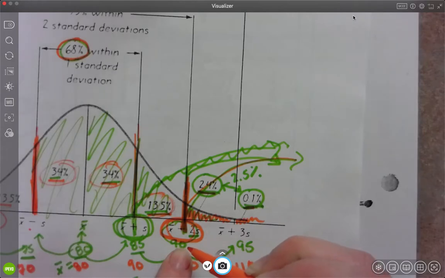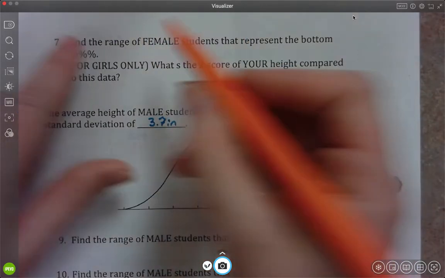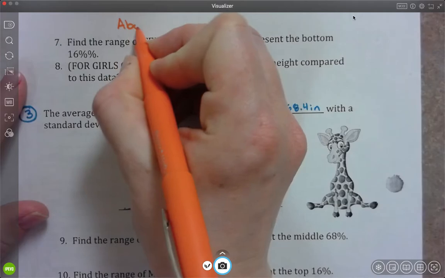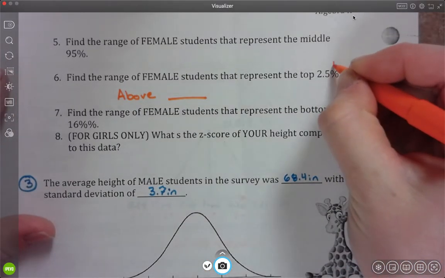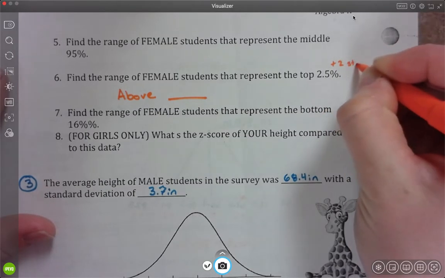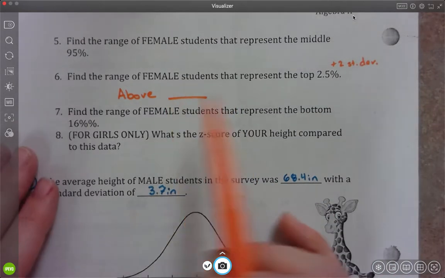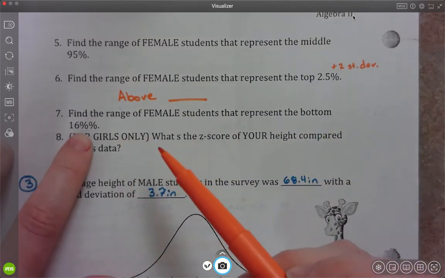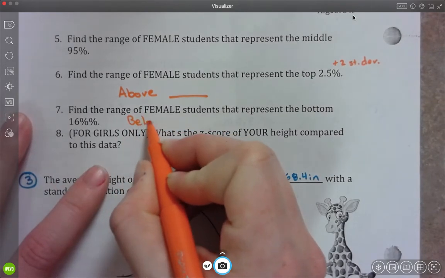So you'll have to figure out what this +2 number is, and rather than a range, you will kind of have a range still, but it will be above a certain number. And this will be the +2 standard deviation number. That's what you'll have to do for the top 2.5. So it won't be 2 numbers that you have in that one. In that case, you'll just have above whatever. The bottom 16% would be below a certain number, anybody that's below whatever number you have.